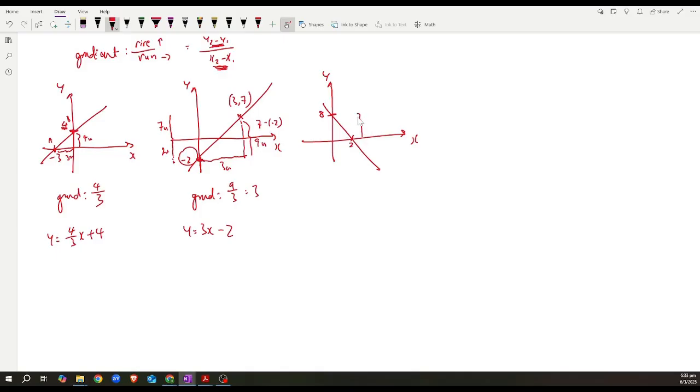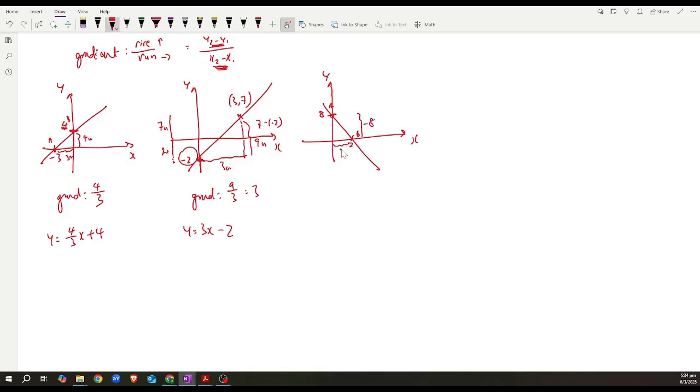Since we are looking at the points from left to right, when you go from point A to point B, you're going downwards, right? If you look from point B to point A, you're going upwards, but since we always look at it from left to right, it's downwards. So the rise will be a negative number. In this case, it's negative 8.